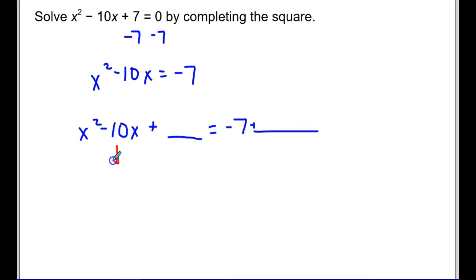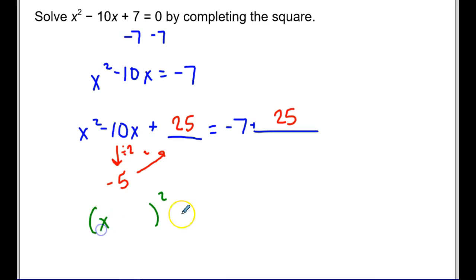In order to figure that out, I take this value and divide by 2. So now I have a negative 5, because negative 10 divided by 2 is negative 5. And then to figure out what goes here, I take this value and I square it. So this becomes 25. Then this also has to become 25. Okay, so now I have x squared minus 10x plus 25 equals a negative 7 plus 25. So now let's do our next step. This side I want to write as my binomial, and I can simplify it. Negative 7 and 25 gives me 18.